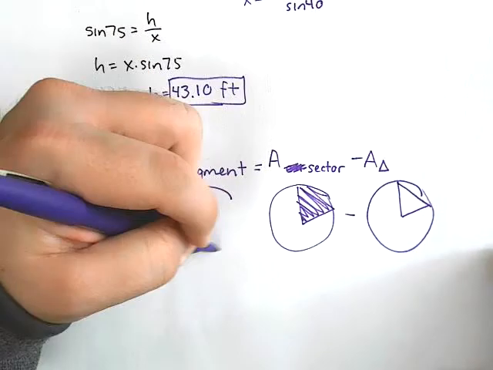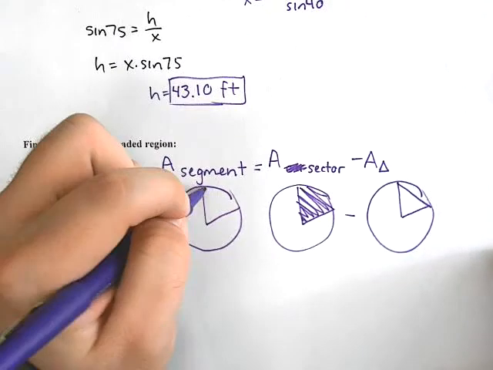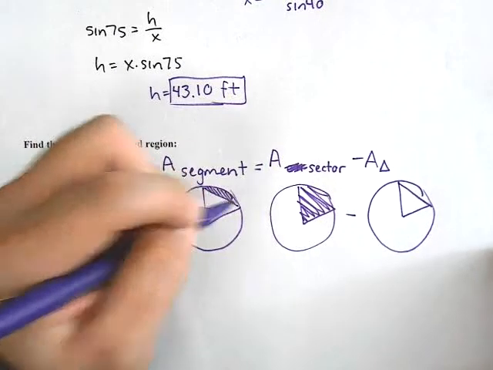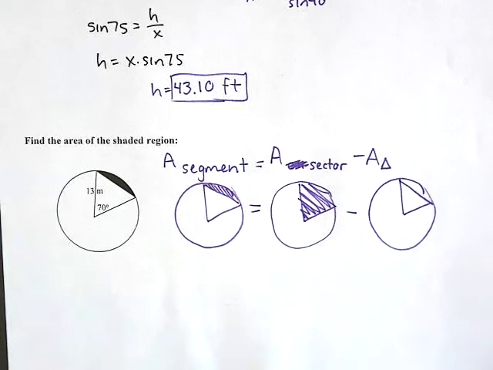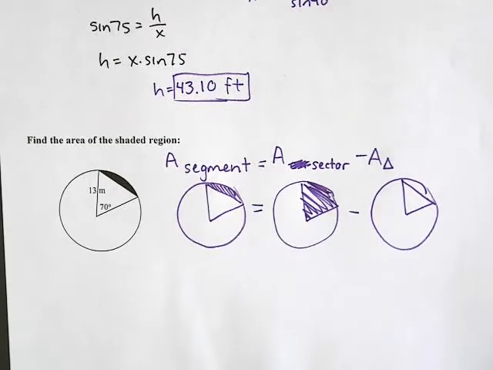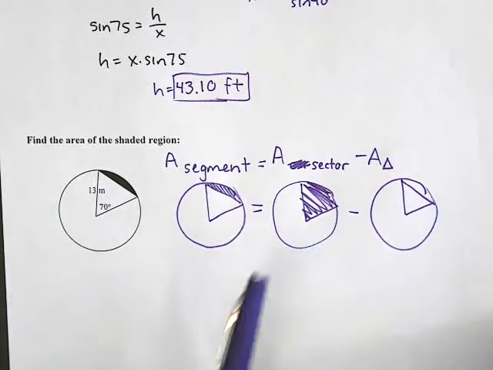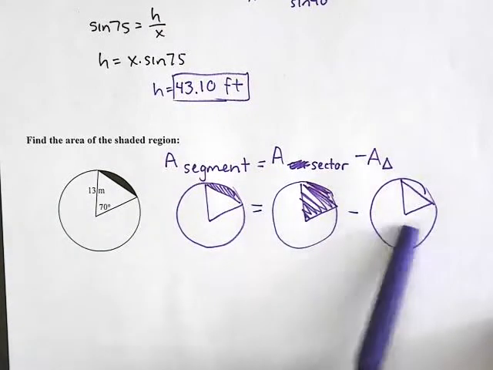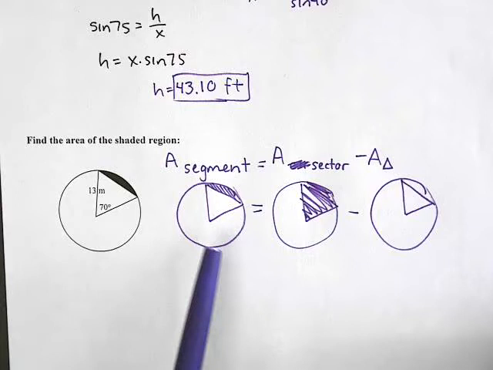Well, I'm left with what I want. I'm left with this shaded part right there. Okay? Let me just fill that in so it looks a little better. Okay, so this is the idea. You got to get the sector, you got to get the triangle, and then you got to subtract. You got to find the difference.